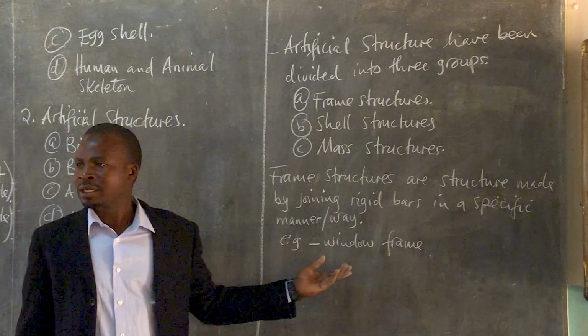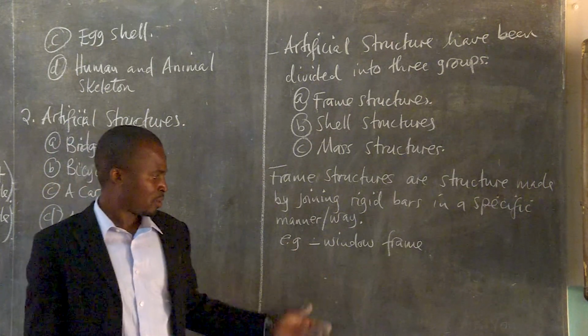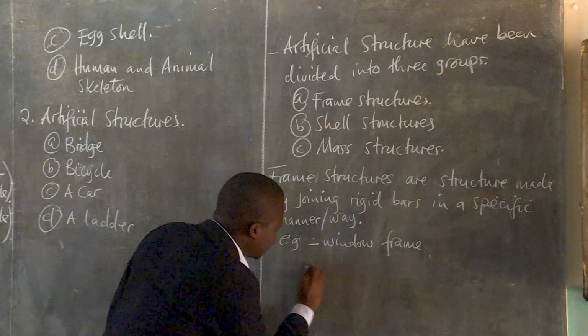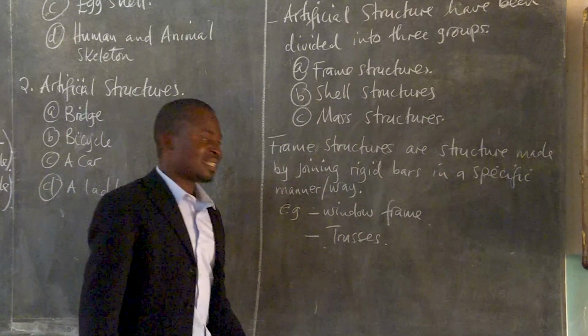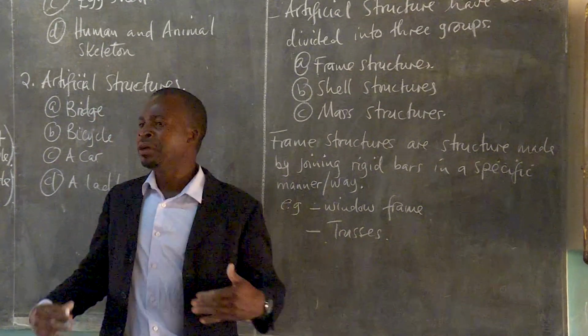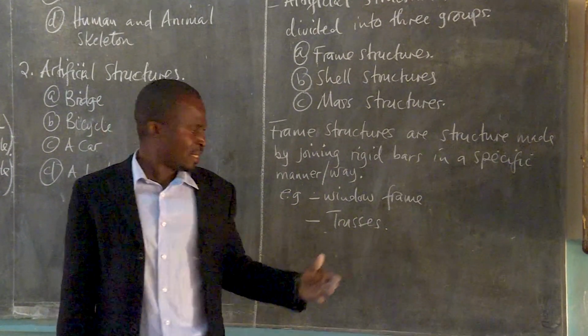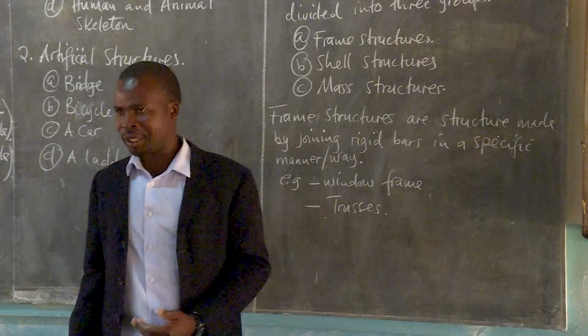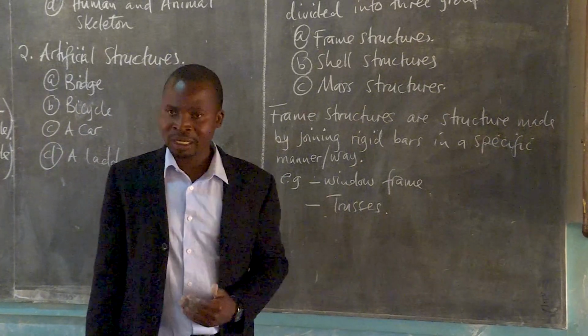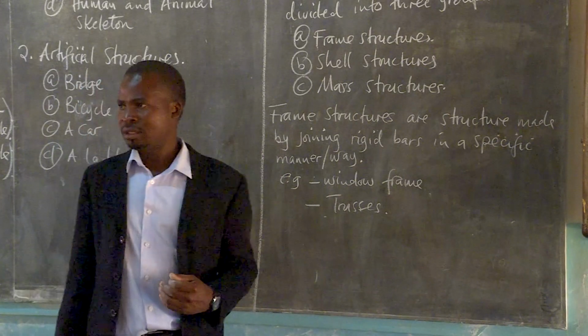What else, Isaac? Trusses. Trusses are also examples of frame structures. Trusses, these are structures which are used when roofing. We normally call them trusses. What else?